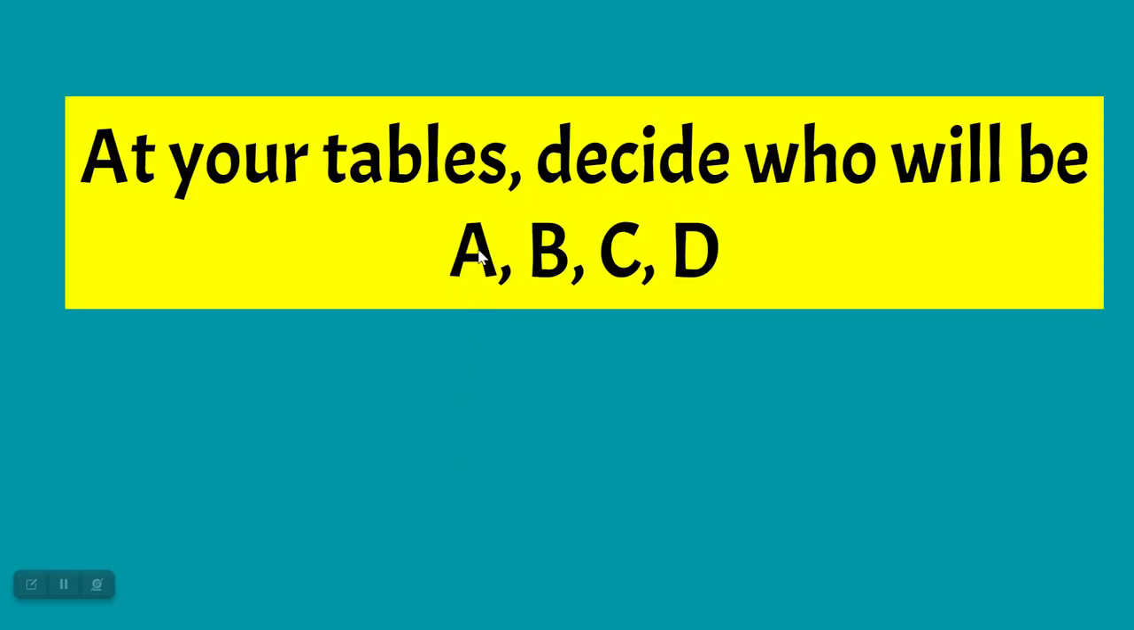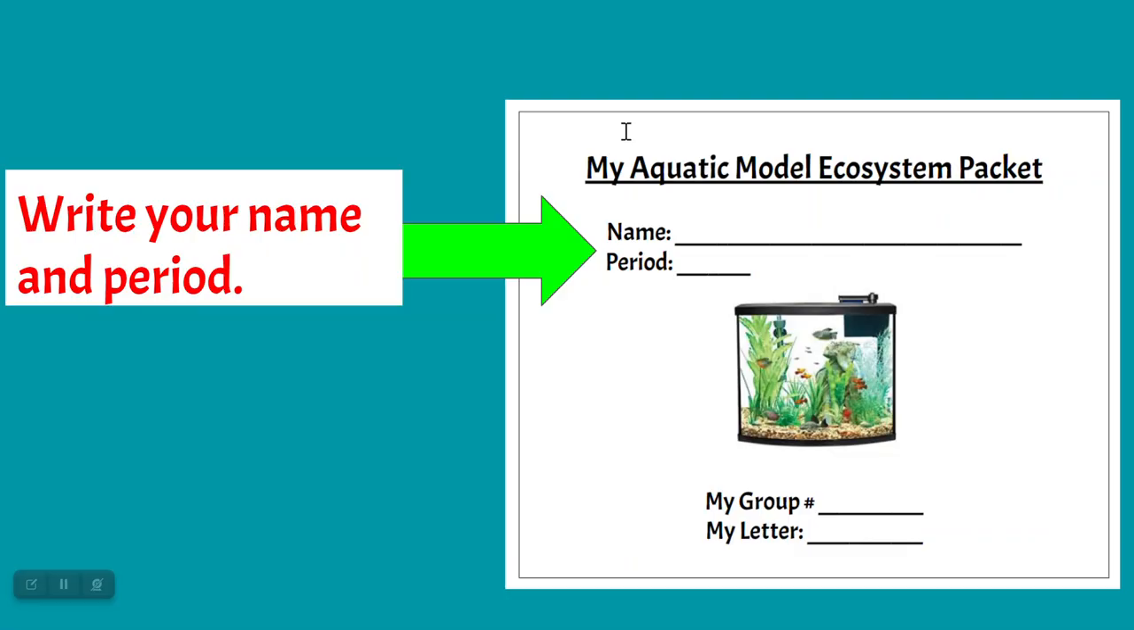All right. At each table, you're going to decide who's A, who's B, who's C, and who's D. We're going to rotate through jobs, so everybody's going to get to do the different jobs. This just helps us keep things a little more organized and less chaotic. So once you decide who is A, who is B, who is C, and who is D, you're going to add your letter to the front of your ecosystem packet.